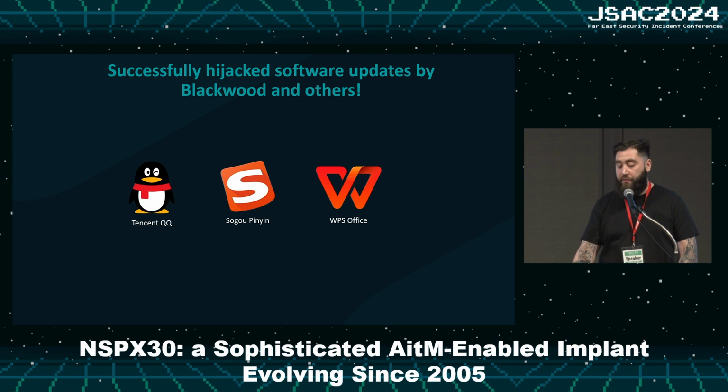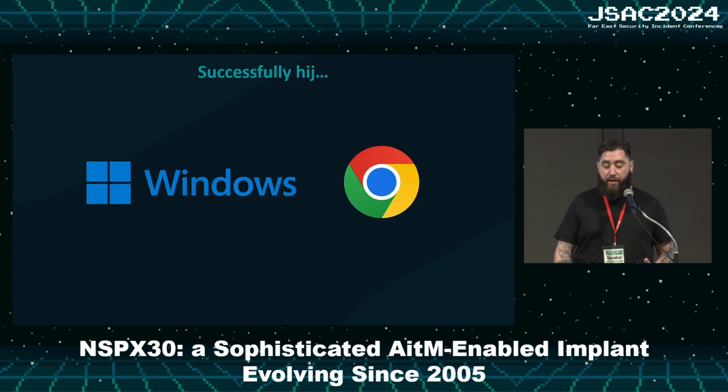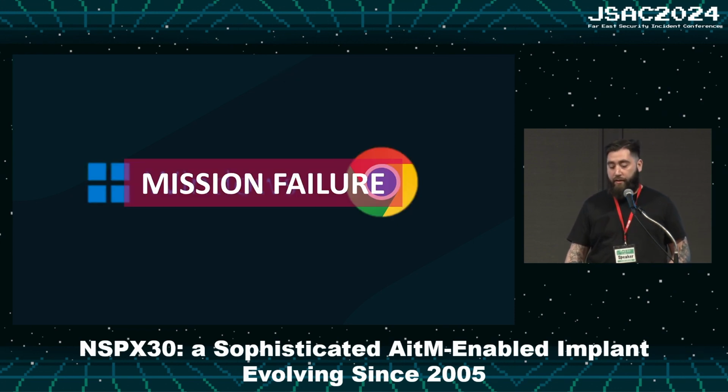Other victims also received the dropper via software updates from Chinese applications such as Sugou Pinyin and WPS Office. But it is not the first time that these three applications have been hijacked, as we noticed that other APTs using adversary-in-the-middle also compromise targets by hijacking the updates of these applications. But in a recent case, the attackers attempted via Windows and Google Chrome updates, and the mission failed. The implant is not signed with the required certificates to pass verification. And we also observed that DCM and the implants from the Luoyu APT were delivered via these updates as well.